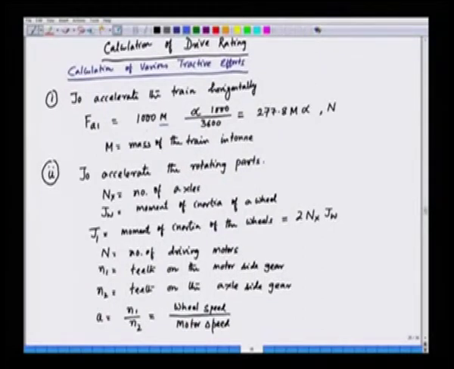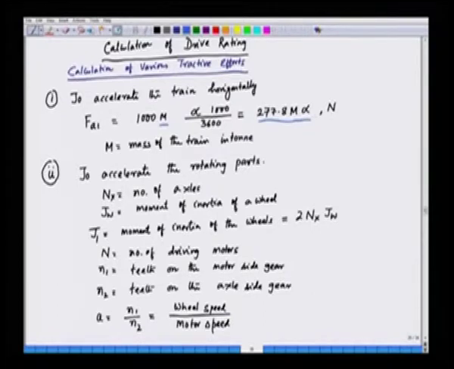We can find out that in kg by multiplying by 1000. Then alpha is the acceleration, which is expressed in kilometer per hour per second. So we can convert that into meter per second square. Kilometer times 1000 will be meter, and 1 hour is 3600 seconds. So we can convert the acceleration into meter per second square, and then what we finally have is the tractive effort in Newton.